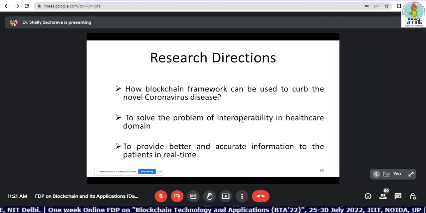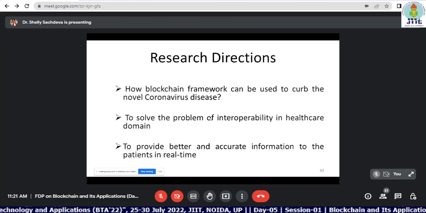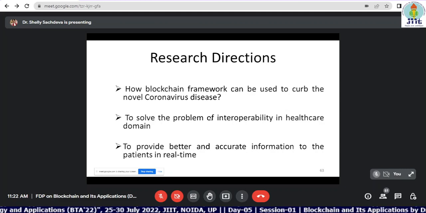So I told you that interoperability is still an issue, so we are trying to propose an architecture where we make a healthcare system compliant to a particular interoperable standard, a semantic interoperable standard, and then we try to solve the problem of interoperability. And then the next one is to provide better and accurate information to the patients in real time.